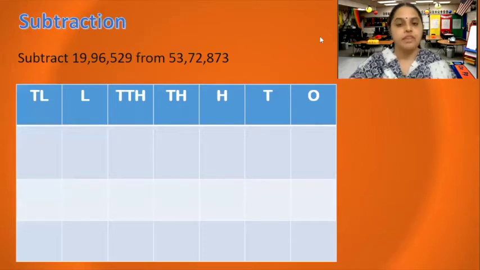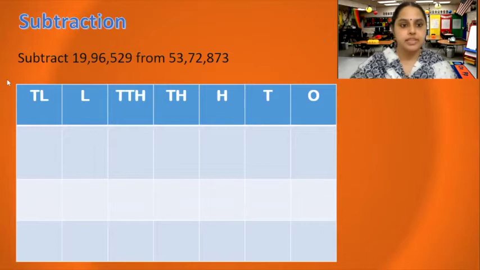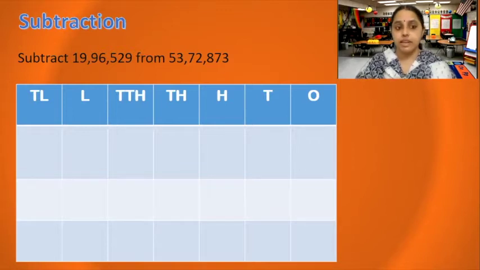So see, we have taken an example here. What is the question? Subtract 19 lakhs 96,529 from 53 lakhs 72,873. So that means we have to subtract the first number from the second number. So whatever is coming after from, that has to be written on the top.